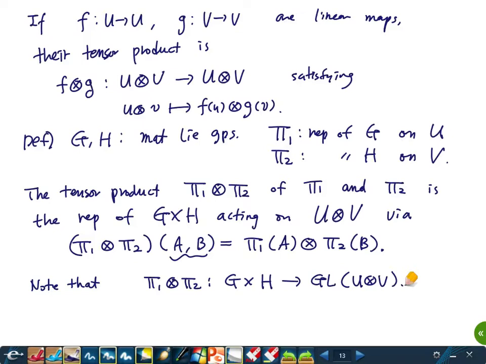So this definition looks natural for groups, but for Lie algebras, it's a little different. It's natural, similar to a direct sum, but before defining the tensor product of Lie algebras, we will consider the corresponding Lie algebra, because here we have Lie groups G and H and representations. Then we can obtain Lie algebra representations out of these. And let's see what happens to this.